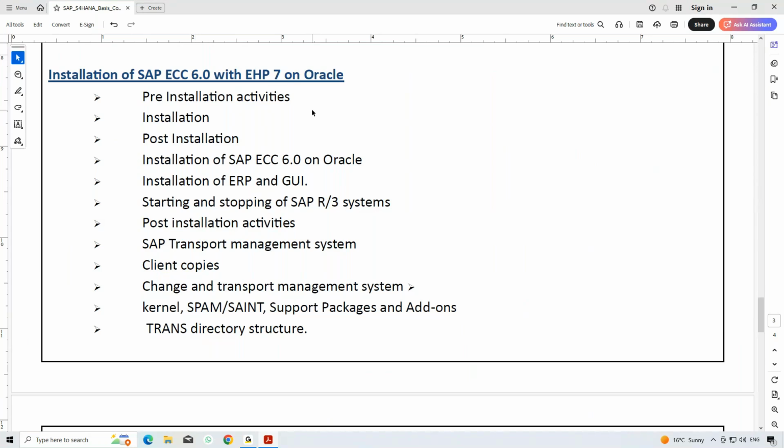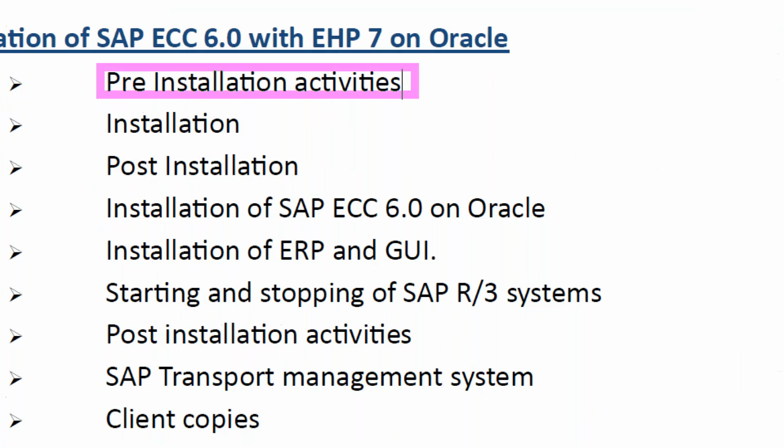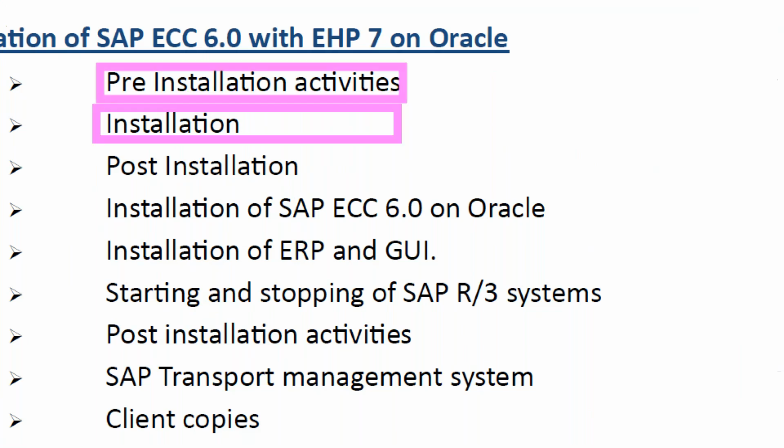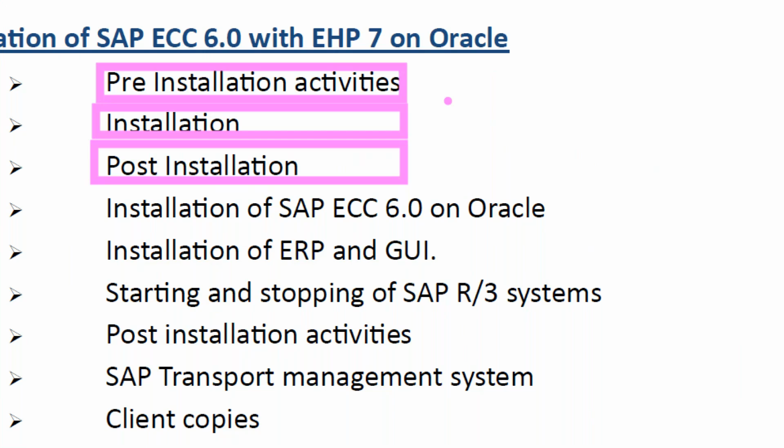So pre-installation: what are the steps before installation? What are the steps we need to follow? That is pre-installation. First pre-installation, next actual installation, and after SAP installation, post-installation. These are the steps. Installation of SAP ECC 6.0 EHP 8 on Oracle database, installation of ERP and GUI, starting and stopping of the SAP R3 system, and post-installation activities.